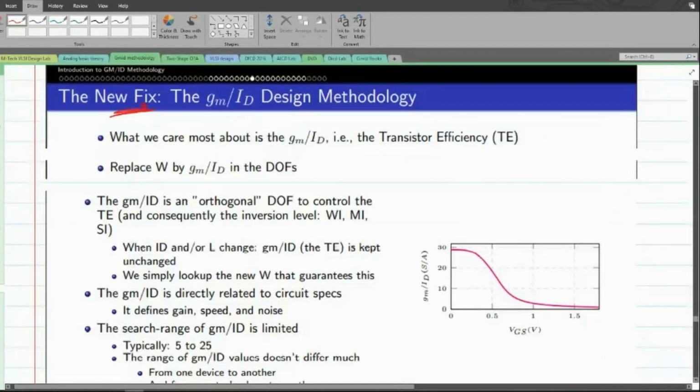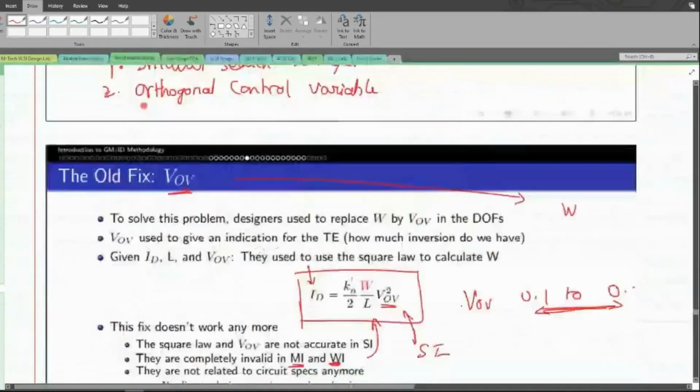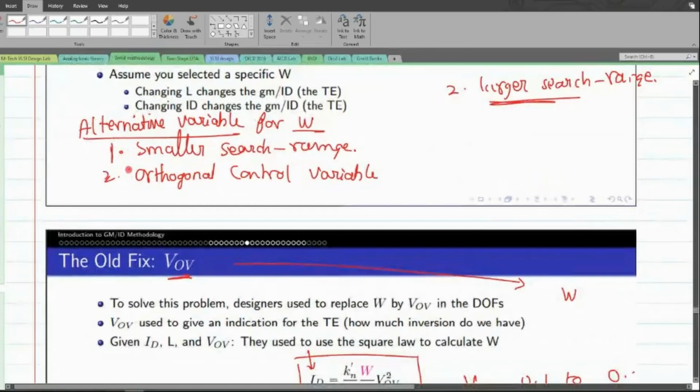Okay, so now let us see whether this gm/ID satisfies the requirement of these two things. Clearly we can see that the gm/ID has a range from 1 all the way to a maximum of 30. So you again have a finer search range for this particular gm/ID term. Also, the value of this gm/ID is going to be orthogonal.